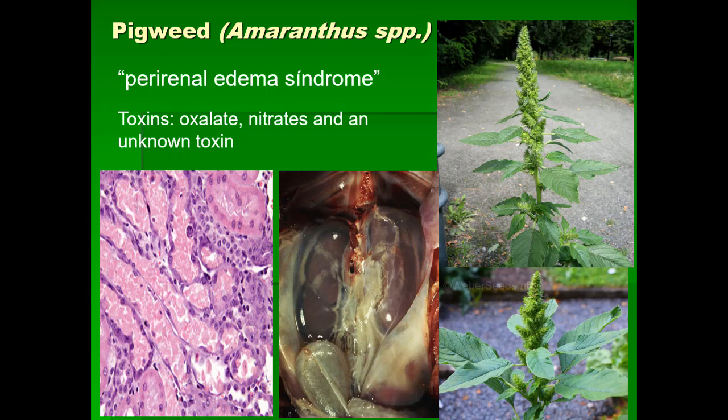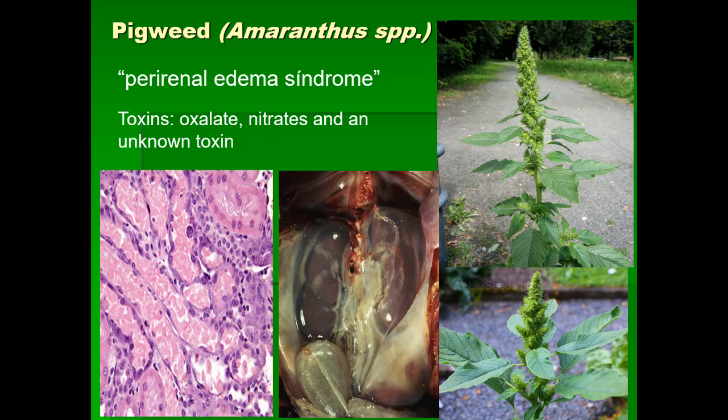Probably the best known is the one shown here, Amaranthus retroflexus. It is called pigweed because apparently pigs like it. And in pigs, the classical lesion is perirenal edema, and therefore the condition is called perirenal edema syndrome. The plant is extremely easy to identify if we look at the leaves and the flowers. The leaves are alternate with long leaf stalks. They have an ovate shape, and the flowers take place in very dense, thick spikes, as we see here.